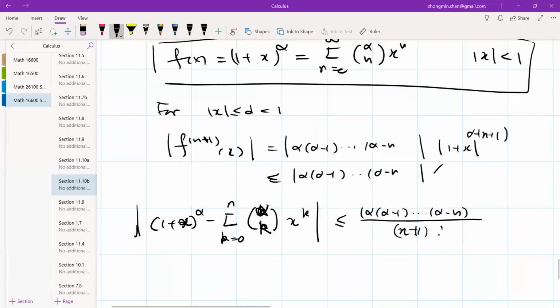So I believe that this is going to be (1 - d)^(alpha - n + 1). Yeah, it's in the denominator, so this is the largest value. Okay, so (1 - d)^(alpha - n + 1), and you also have x^(n+1). So all you have to do is prove this converges to 0. Okay, it converges to 0.